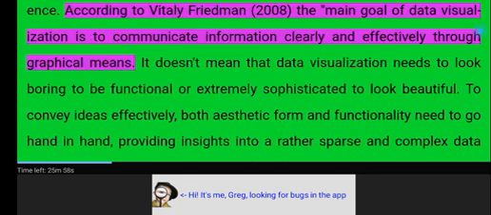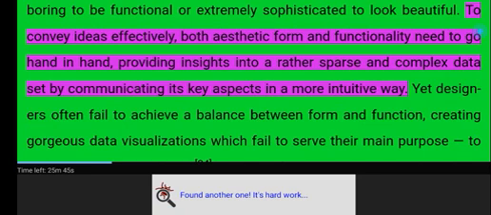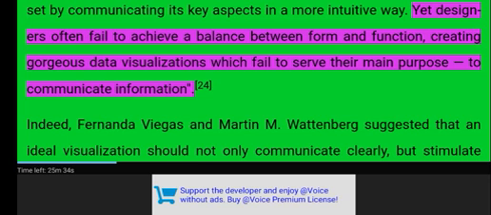According to Vitaly Friedman, 2008, the main goal of data visualization is to communicate information clearly and effectively through graphical means. It doesn't mean that data visualization needs to look boring to be functional or extremely sophisticated to look beautiful. To convey ideas effectively, both aesthetic form and functionality need to go hand in hand, providing insights into a rather sparse and complex dataset by communicating its key aspects in a more intuitive way. Yet designers often fail to achieve a balance between form and function, creating gorgeous data visualizations which fail to serve their main purpose, to communicate information.